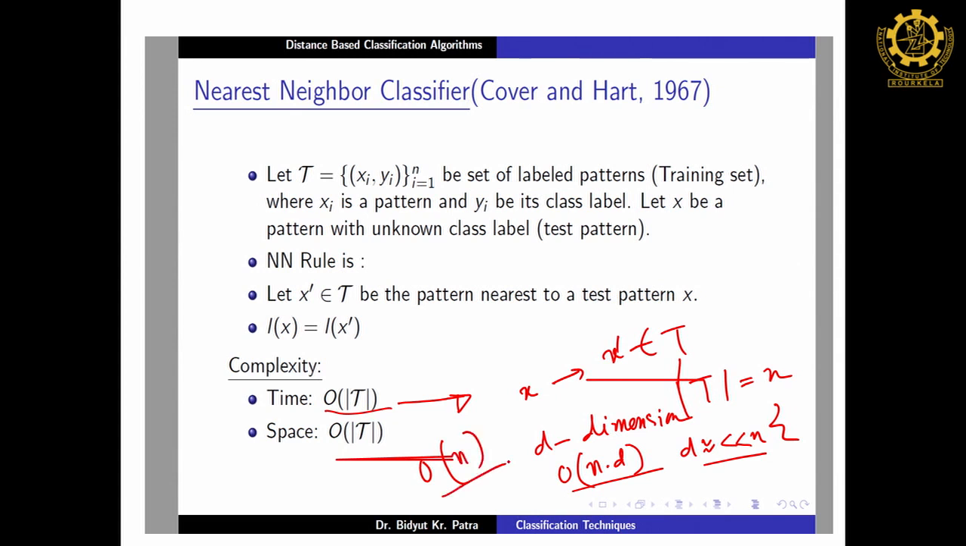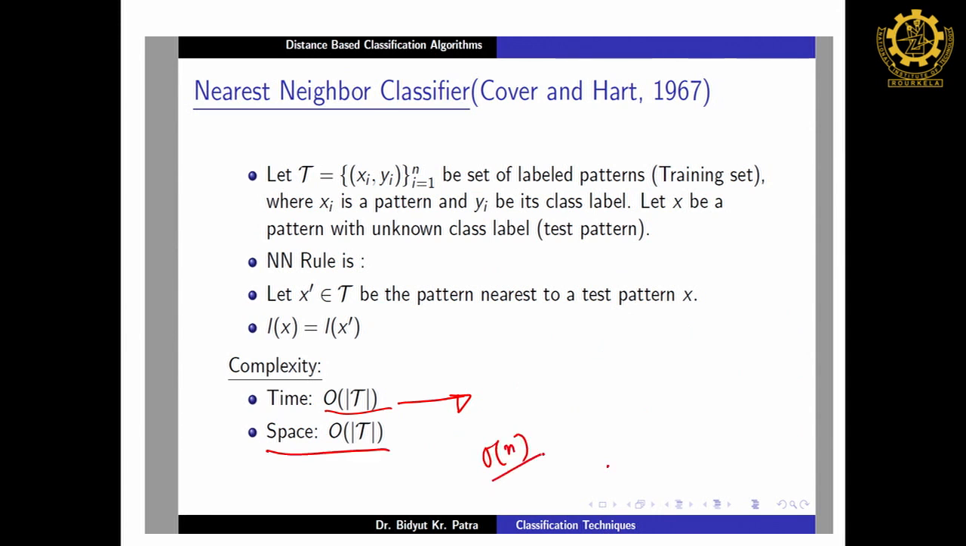And we are considering that we have to keep the entire data set in the main memory, that is why the space complexity is also order of n. But in fact, there is no need to keep the entire data set in the main memory; you can access the data from the secondary memory also.